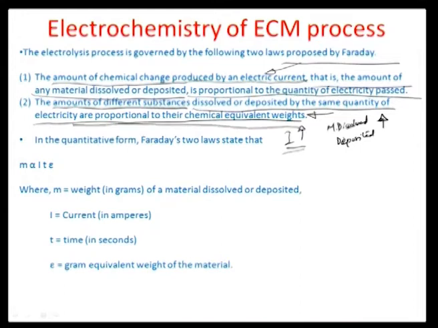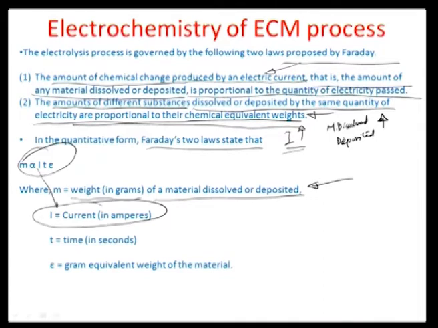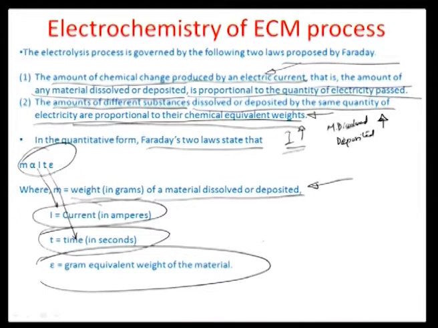So the amounts of different substances dissolved or deposited by the same quantity of electricity are proportional to their chemical equivalent weights. In quantitative form, Faraday's two laws can be stated here: the mass, the weight in grams of a material dissolved or deposited, is proportional to the current I in amperes, the time for which this current flows, time in seconds, and this gram equivalent weight epsilon of the material, which is equal to the atomic weight per unit valency of the material. Atomic weight can be obtained from the periodic table, and the valency states can be multifarious. There can be plus 2, plus 3, plus 1 states, or maybe minus 1, minus 2 states. So one has to be aware of at what stage the electrochemical dissolution is happening. Is it a divalent dissociation, is it a trivalent, those kinds of things have to be taken care of while doing electrochemical machining.